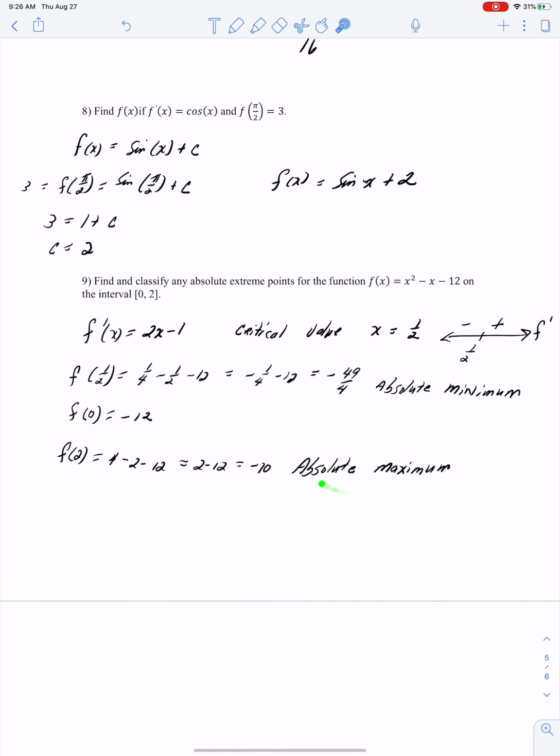My absolute max is going to occur at one of the endpoints, which one is 0 and the other is 2. So I plug them into my original function. f of 0 is minus 12. f of 2 is 4 minus 2 minus 12, which is going to be minus 10. I pick the one that's bigger, that's minus 10. That's where my absolute maximum occurs.